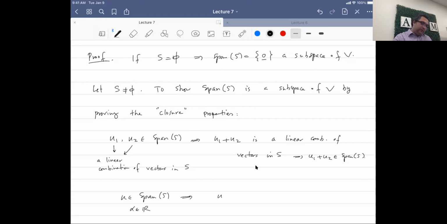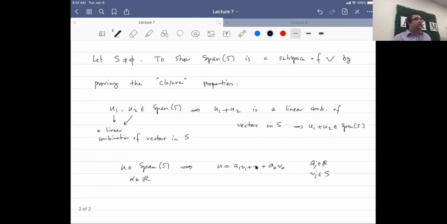If U is A1 V1 plus some more, up to AN VN, for some AJs in R and VJs in S, then if I multiply by alpha, do I get a linear combination of vectors in S again? Alpha U is alpha A1 times V1, and so on. You see, I'm using the axioms of vector space: alpha times the sum is the sum of alpha times each one, distribution. Then I combine alpha with each AJ as a scalar, using the vector space axioms. So I can write it this way, and this gives us a linear combination of elements in S.